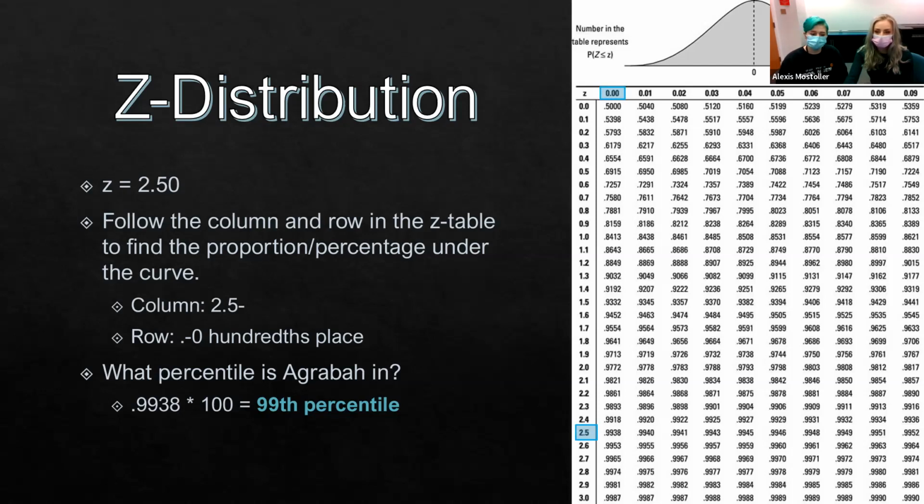And then to find that proportion, all we have to do is follow them into where they intersect, like this. And that'll give us a value of 0.9938, which is the proportion form. This question was asking about the percentile, so to find that, we'll multiply it by 100, and that gives us approximately the 99th percentile. So the information that this question has answered is Agrabah is hotter than 99% of the other cities that were in the sample. So definitely on the hotter side.